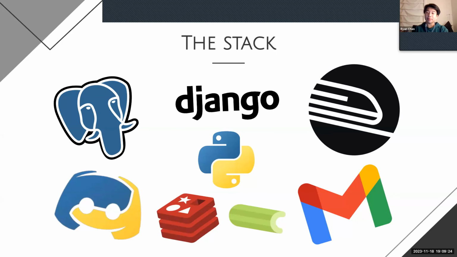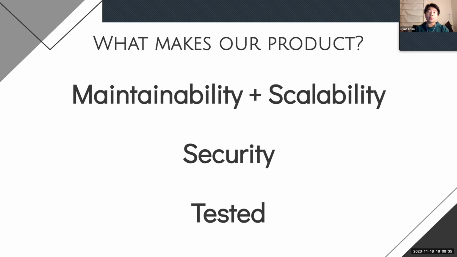Secondly, our product. This is our stack. This is what we've used to make our project, which can be seen right here. What makes our product? Well, it's maintainable and scalable with a number of features in place to make future development easier. It also has multiple security measures in place to ensure that private information remains private. It's also been thoroughly tested and has been accounted for extreme circumstances.